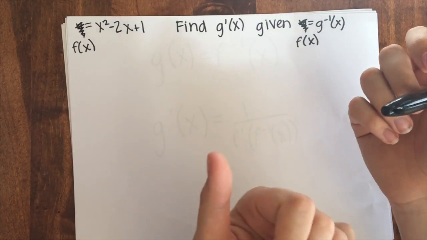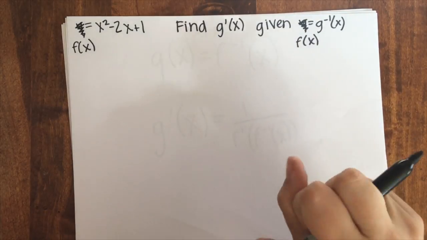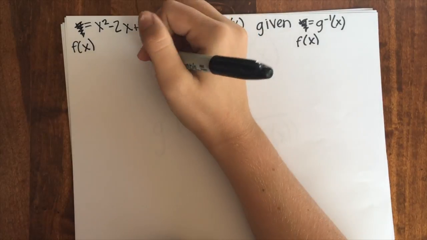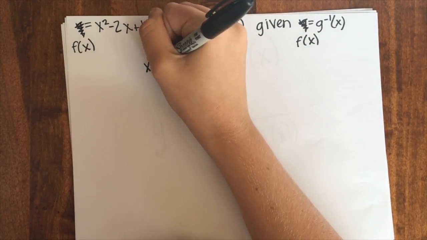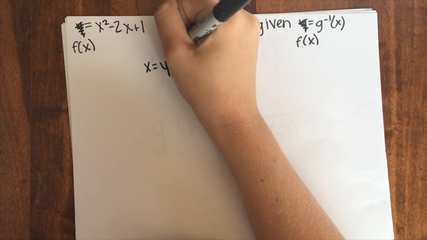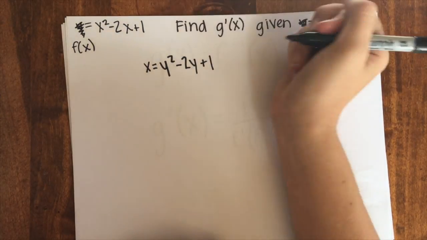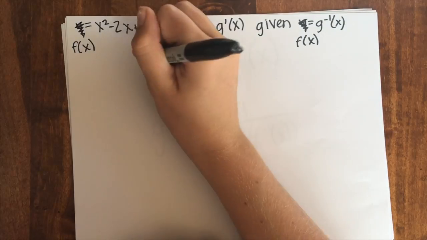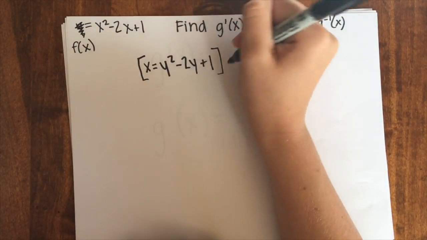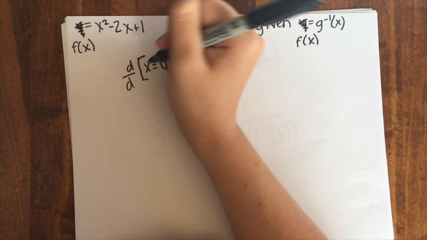So basically, in short, the x's and the y's are flipped, so we can rewrite g of x as f of x, but with the placement of the x's and the y's switched, and this makes more sense as I write it out. It's x equals y squared minus 2y plus 1. Now we're going to differentiate in order to find g prime of x.